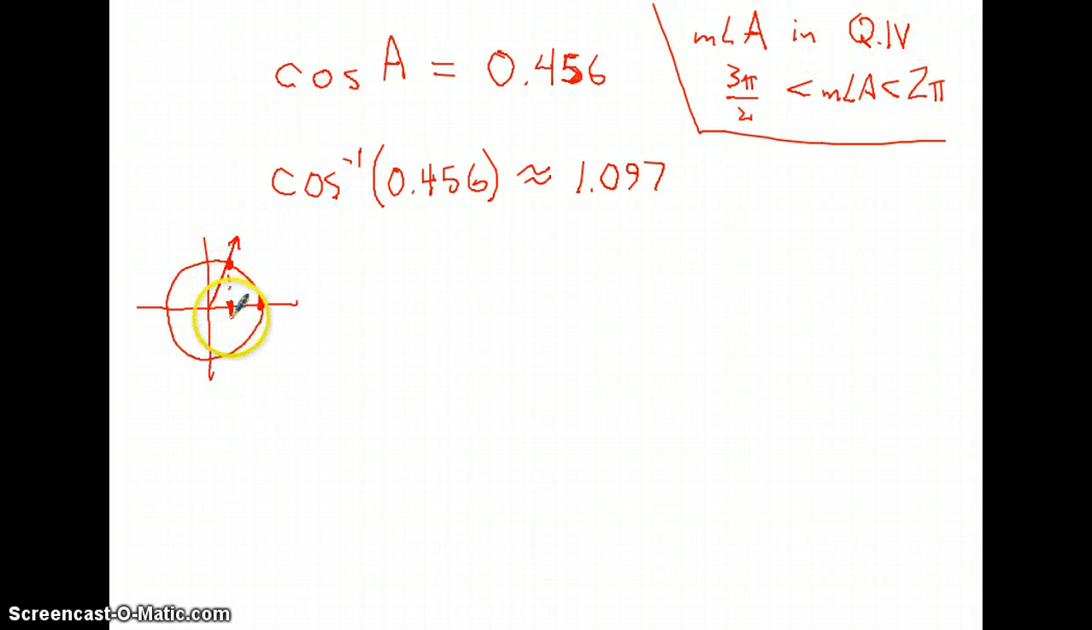There is an equivalent one down here that will have the same x value for that spot on the circle. So see, these have the same x value. This one is approximately 1.097 radians. But that's no good. I don't want that one. It's in the wrong quadrant. That's not between 3 pi over 2 and 2 pi. It's between 0 and pi over 2. That's not good. Okay, so I want the same value down here.